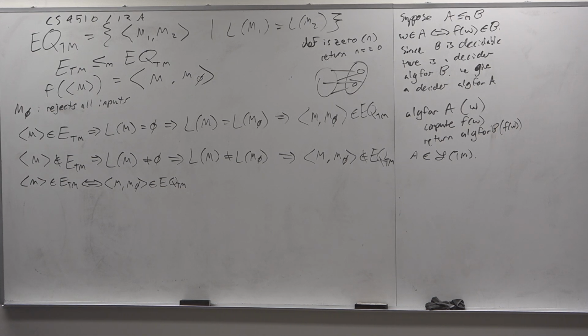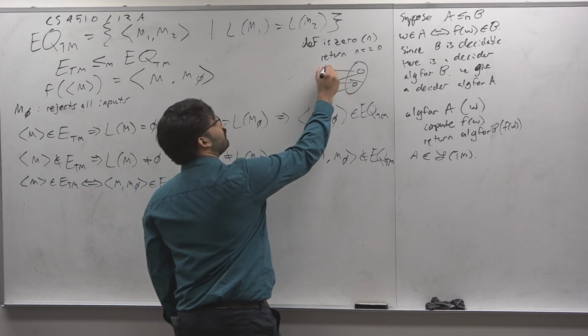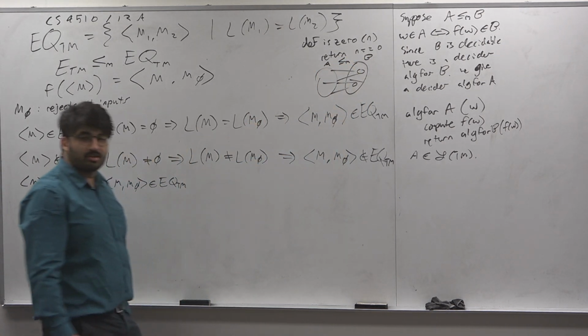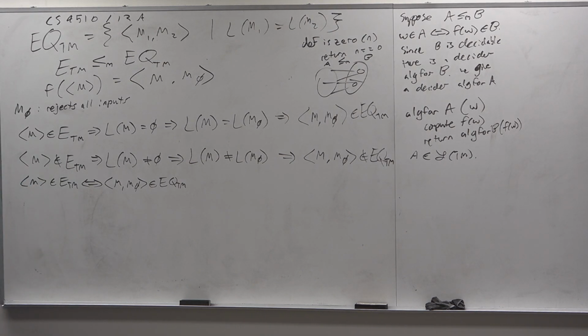Question? In the image, does it matter which one is A and B on either side? Yeah, let this be the one that's reducing from, and let this be the one that's reducing to. It's important that the reduction goes the right way, because if it goes the wrong way, reducing to an undecidable problem does not imply you're undecidable. In fact, you can always reduce to an undecidable problem. Every decidable language, right?